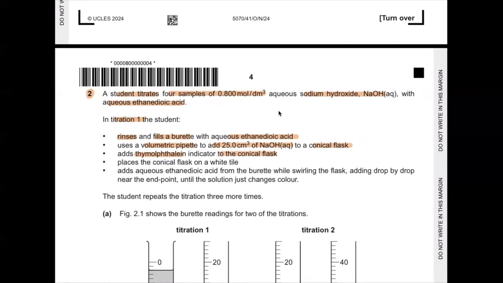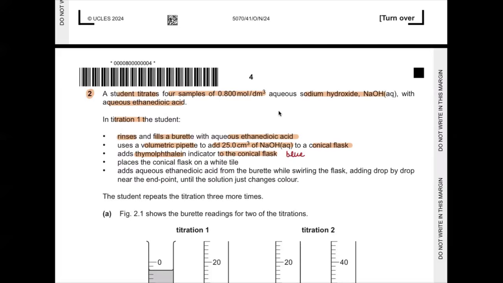Can anyone recall what is the color of the solution now? What is the color of the thymolphthalein in the alkali? Blue. So sodium hydroxide is an alkali, and we have added it in the conical flask, and then we are adding the thymolphthalein in it. So the color goes blue.